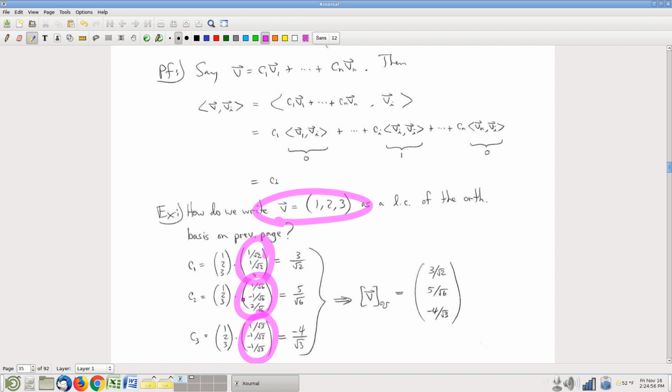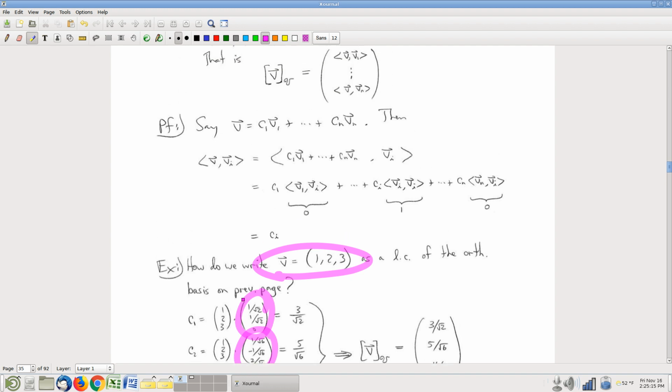Which you could do, but it's kind of annoying, not least because of the fact that, look at these numbers in here, there's fractions and square roots, right? So that's highly unappealing. To proceed directly, what we're going to do is use this theorem up here.